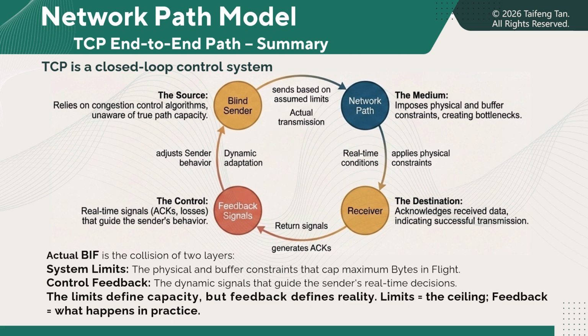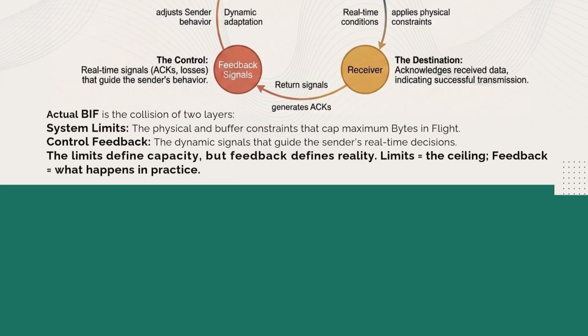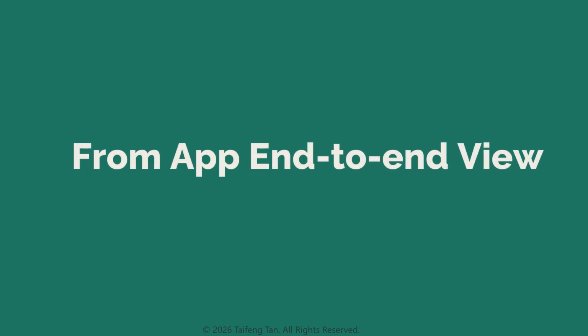So from an end-to-end TCP perspective, actual BIF is determined by two layers: system limits, which are the 4 valves capping the maximum bytes in flight, and control feedback, the signals guiding congestion control decisions. TCP behaves like a closed-loop control system: a blind sender, plus network feedback, plus continuous adaptation. The limits define the ceiling. The feedback defines reality. Finally, let's expand our view one last time to the application end-to-end path.